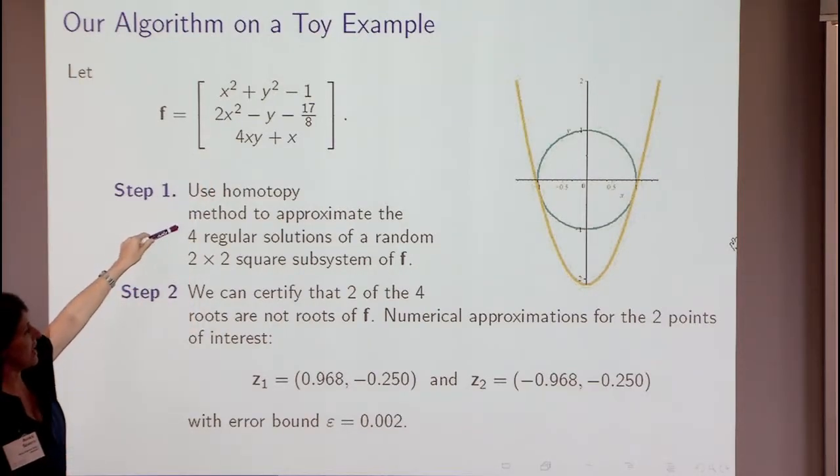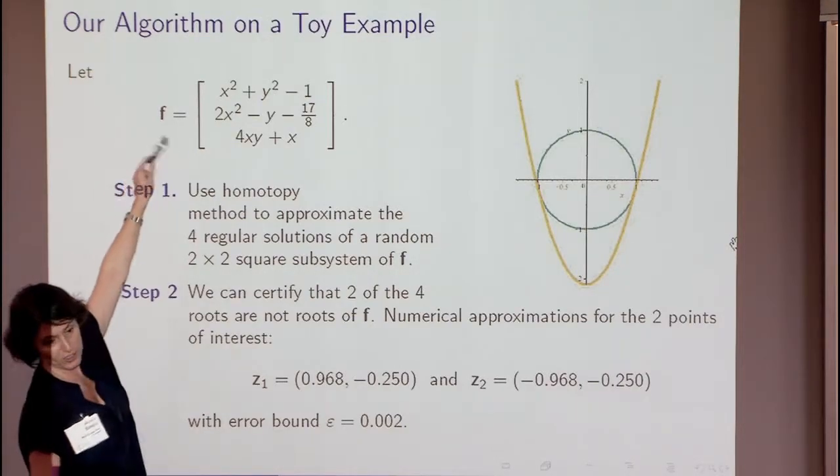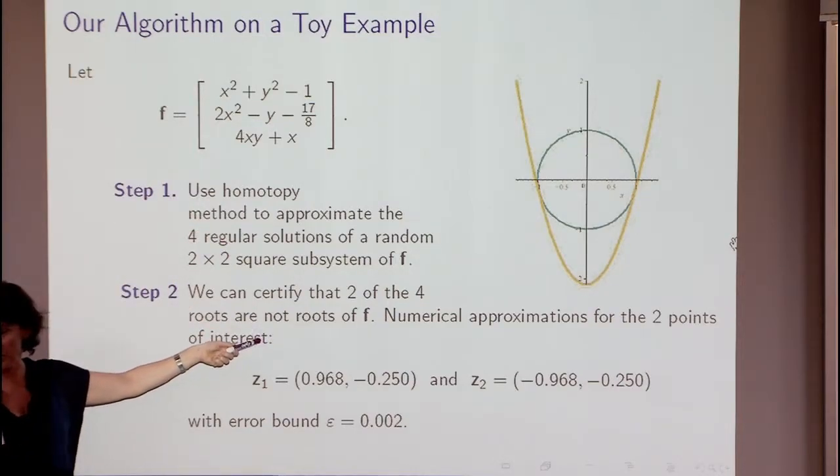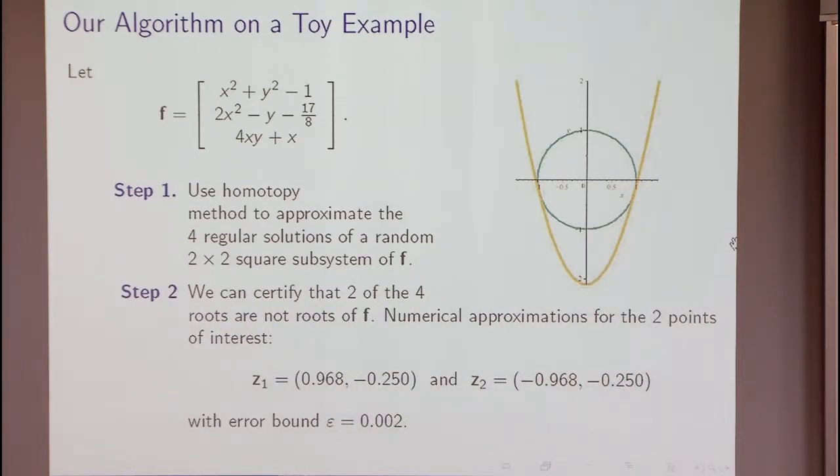So the first step is to use the homotopy method for a random square subsystem, same as in the paper of John and Frank. And we have four single roots with no multiplicity. And then the second step is to plug back in, or use your favorite method, to exclude the roots that surely are not going to satisfy your over-constrained system. So among the four, two will be candidates for satisfying all three equations. And we get some numerical approximation. The main point here is that these approximations, we cannot hope to find exactly.